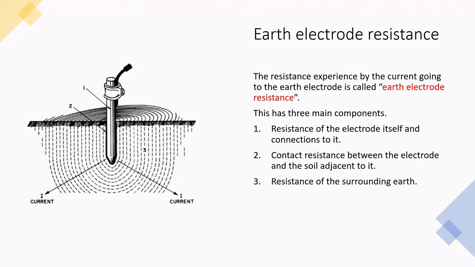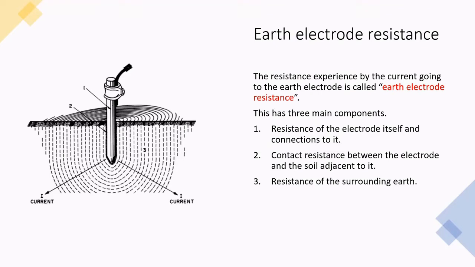rod. So this is not just the resistance of the copper rod we use as the earth electrode. This earth electrode resistance contains three major components. The first one is resistance of the electrode itself, that is the resistance of the copper rod. So it is also included in this total earth electrode resistance.